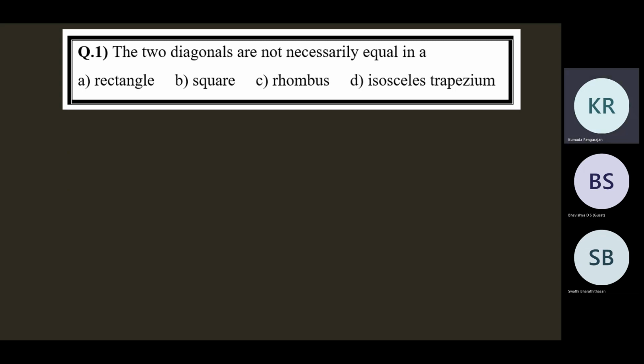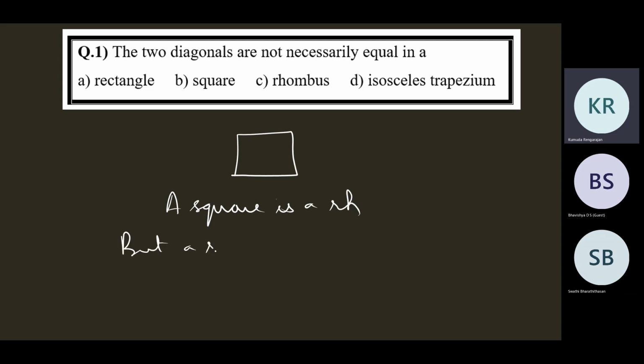Why is it given like this? They need not be equal because a square is also a rhombus. See here, a square is a rhombus. But a rhombus need not be a square.